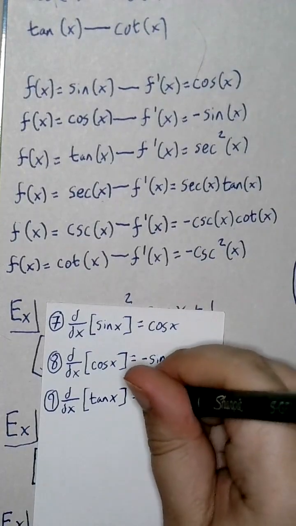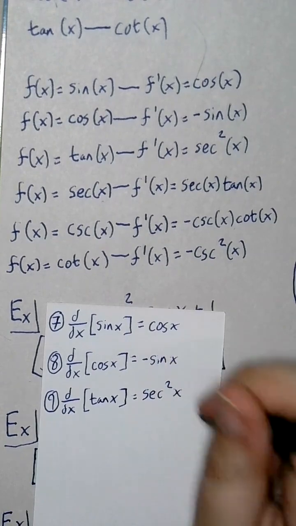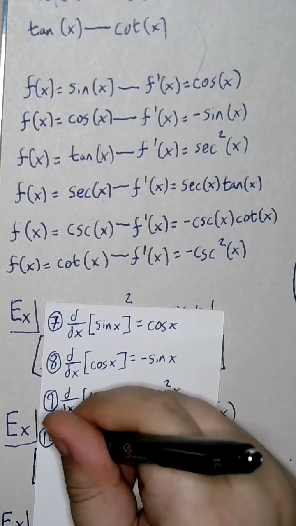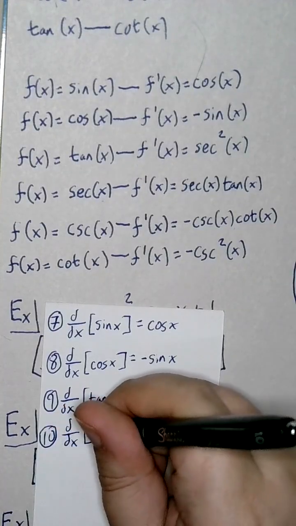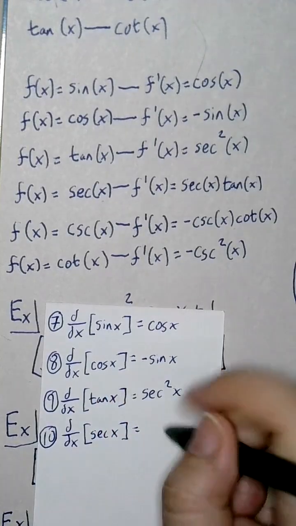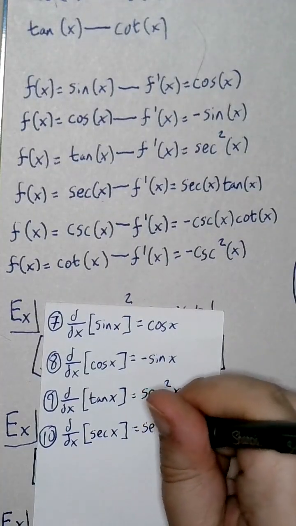So this is going to be secant squared. d/dx of secant is secant tan.